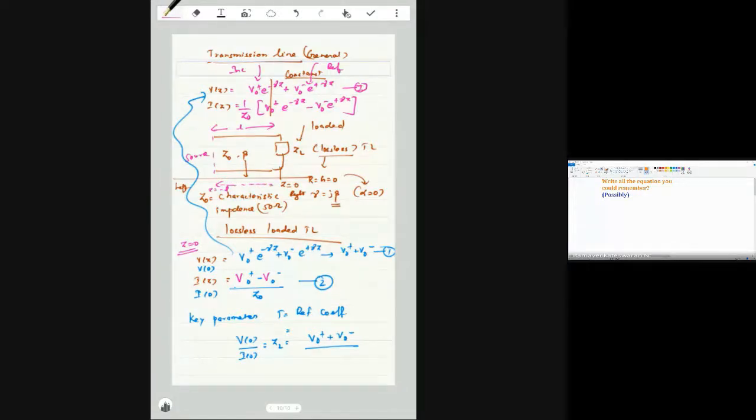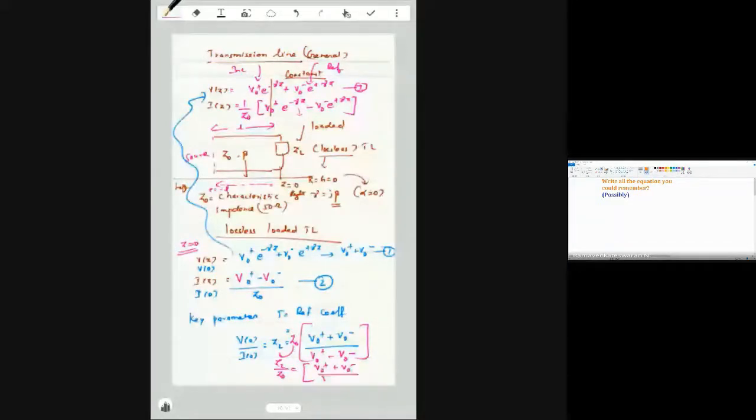Similarly, the current I can also be written with V plus and V minus, V naught minus, the same incident and reflected voltage waves, exponential, divided by Z naught, and I get the current. If you substitute Z equal to 0, this becomes V naught plus and V naught minus divided by Z naught. Then the Z naught will come here: ZL minus Z naught, V naught plus, and V naught minus, this is V naught plus minus V naught minus.